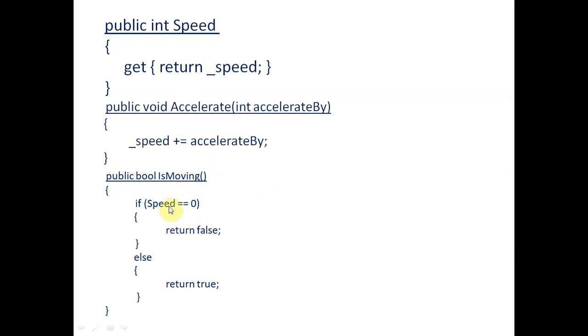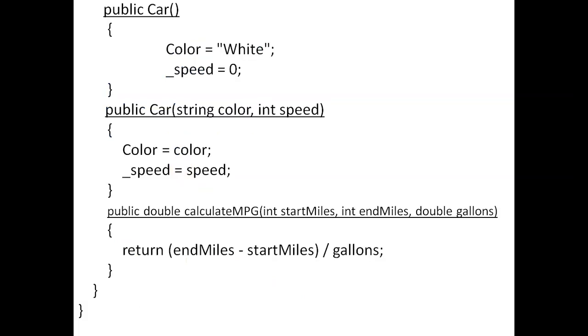And isMoving is a function in which, if speed equals 0, then it will return false, otherwise it will return true. It returns a boolean type, which means it will return a true or false value. And we have the Car constructor. In this constructor we set the initial color of the car to white, and the speed is mentioned here. And we have one parameterized constructor. In this constructor we have color and speed as two variables. We are initializing the color and speed variables by this parameterized constructor: color equals color and speed equals speed.